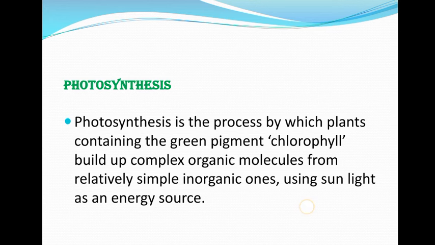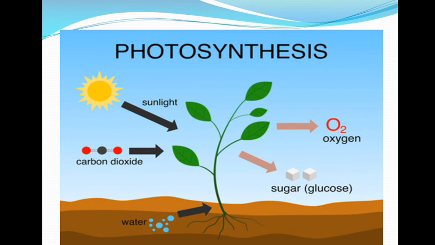Just look at the image. This is the process of photosynthesis. Here the plant absorbs sunlight, carbon dioxide which is present in the atmosphere, and water from the soil. Sunlight, carbon dioxide and water are all inorganic molecules. The plant uses these inorganic molecules to synthesize its food materials, releases oxygen into the atmosphere, and synthesizes carbohydrates, that is sugar, glucose.